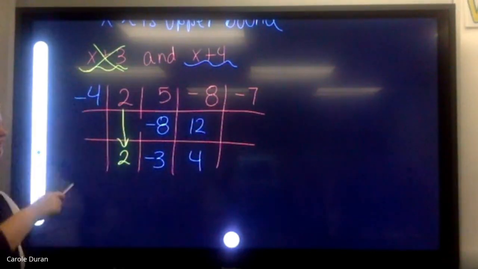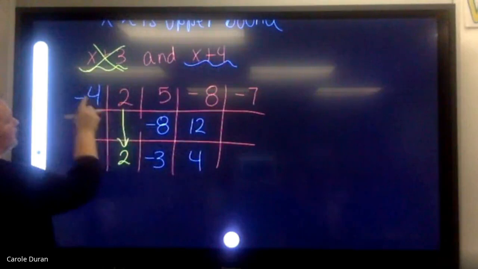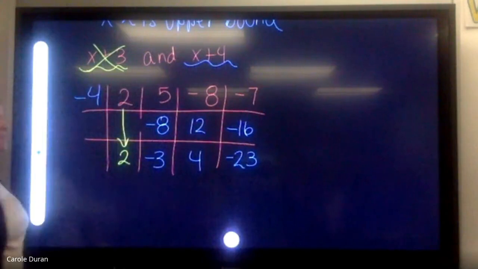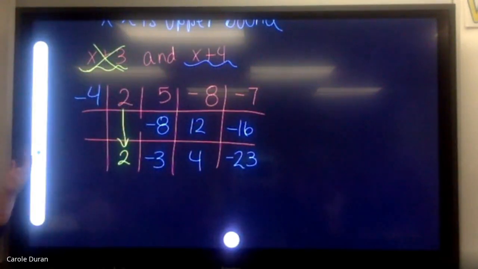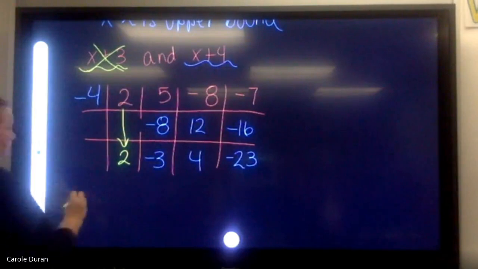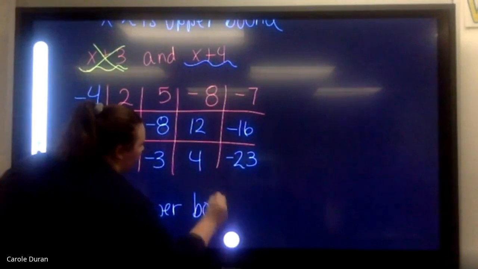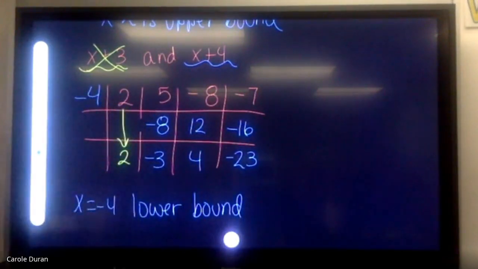Oh, we're still going really well here because it keeps changing. 4 times a negative 4 is a negative 16. Negative 7 and negative 16 give me a negative 23. Because each term changed signs, and I didn't have 2 terms next to each other with the same sign, this is a lower bound. That means if I were testing for zeros, I could eliminate anything that's less than negative 4 because it could not possibly work. So x equals negative 4 is a lower bound for the polynomial f of x I started with.